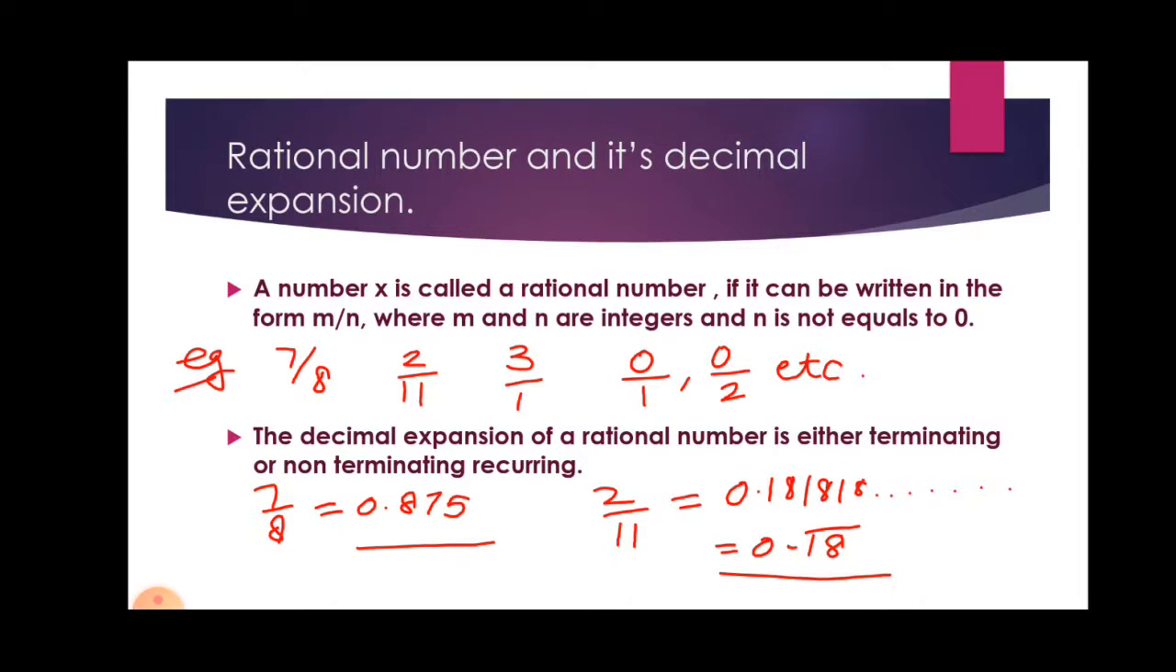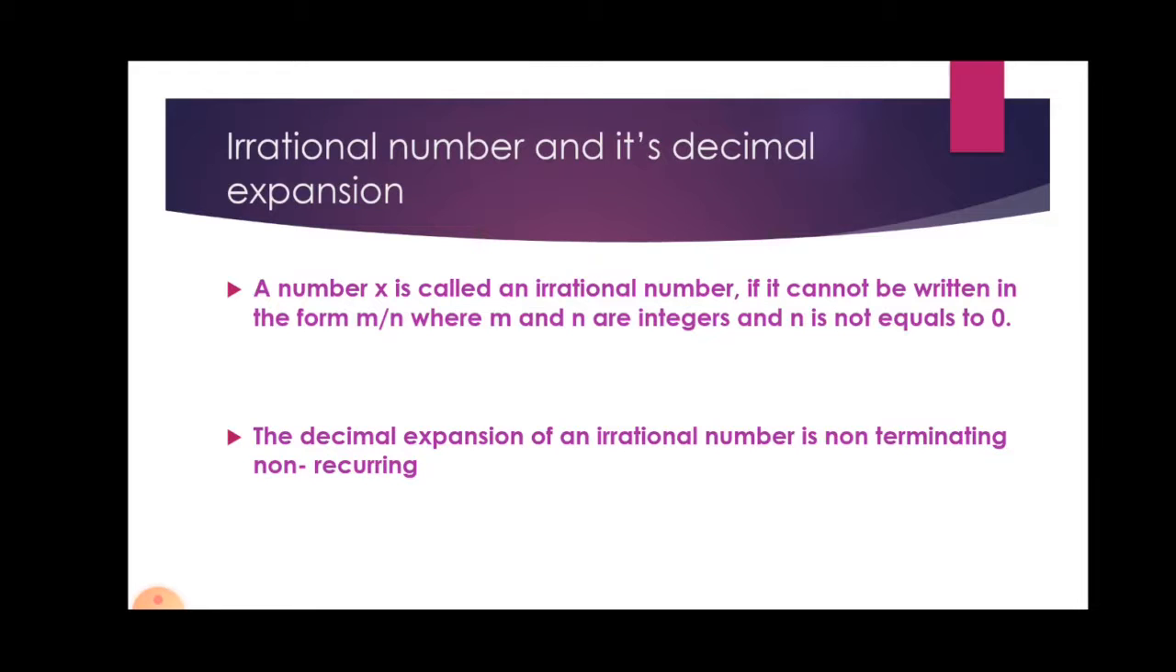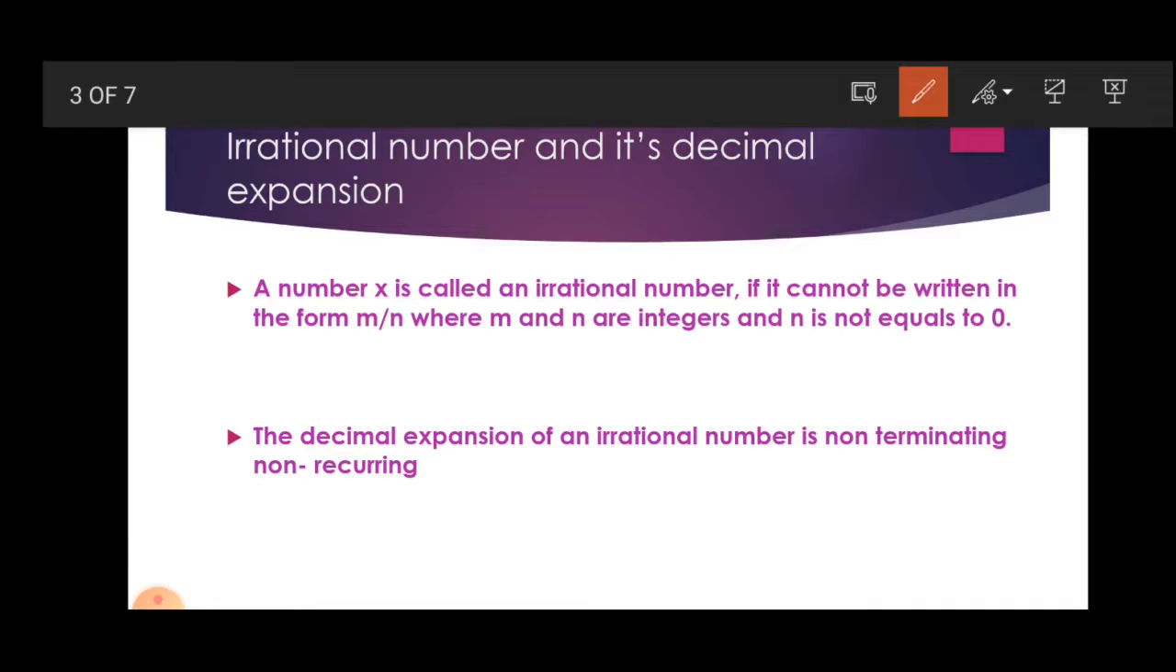Now, irrational number and its decimal expansion. A number x is called an irrational number if it cannot be written in the form of m by n, where m and n are integers and n is not equal to 0. For example, root 2, root 3, root 5, etc.